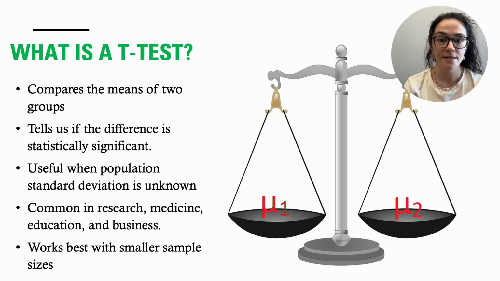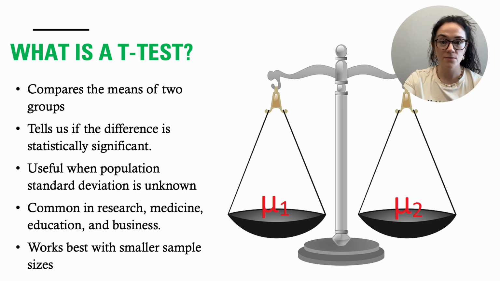So what exactly is a t-test? A t-test is a statistical method used to compare the means of two groups and determine if the difference between them is meaningful, or if it might have just happened by chance. For example, let's say you're testing whether a new diet, a training program, or a teaching method had an impact. A t-test allows you to statistically assess whether the observed change is real or just random variation.